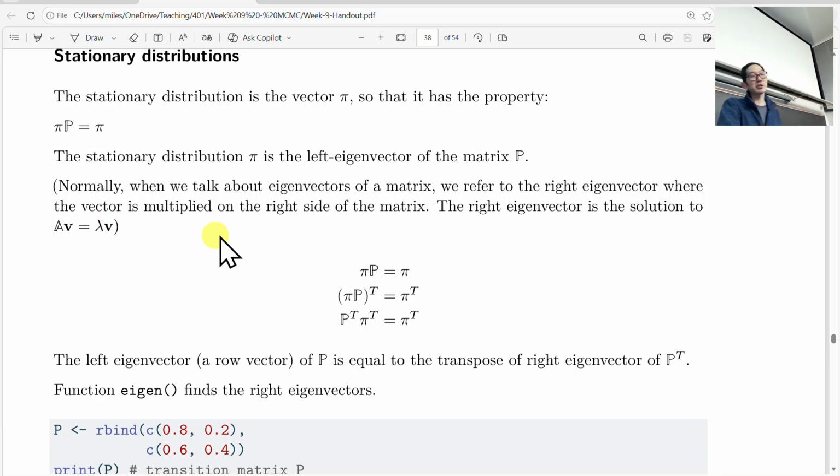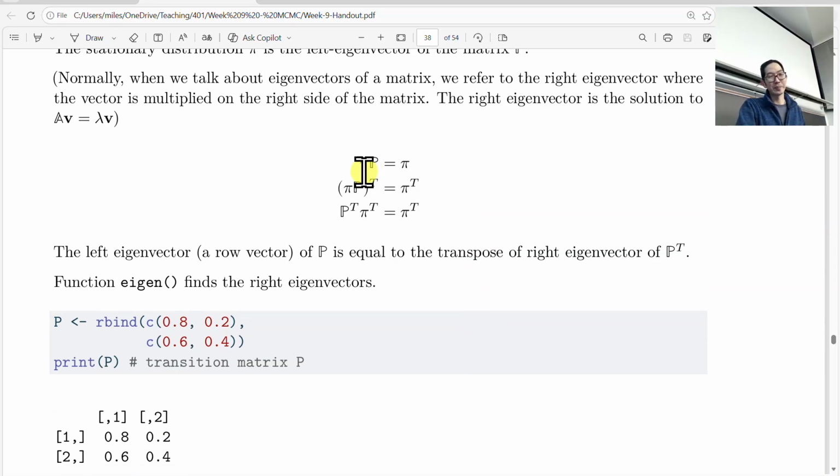It's just called the left-hand eigenvector. We're normally accustomed to seeing the right-hand eigenvector, where the vector is on the right-hand side of the matrix. But here we have the vector on the left-hand side of the matrix, and so this is the left-hand eigenvector. The left-hand eigenvector is just the transpose of the right eigenvector. Just a little bit of math to show that.